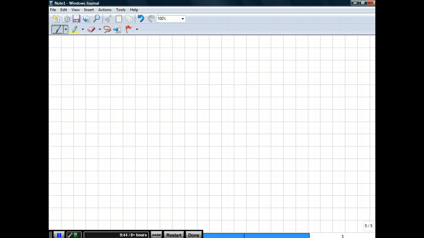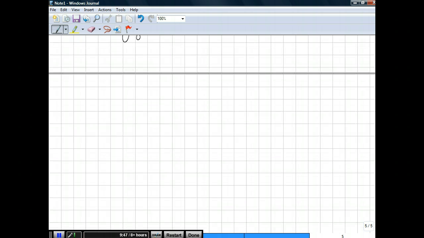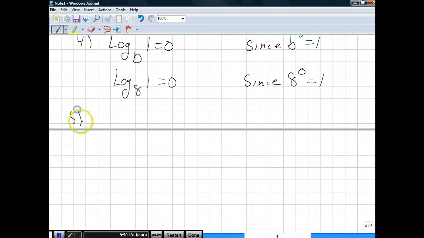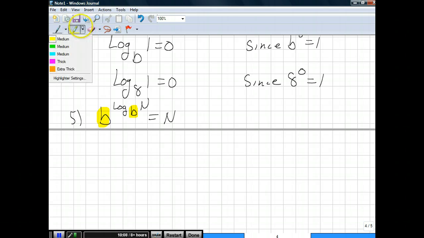Okay? And then the last one, number 5, b to the log base b of n has to equal n. Okay, so notice, you have a base, and then you have a log with the same base. Then that has to equal the value.